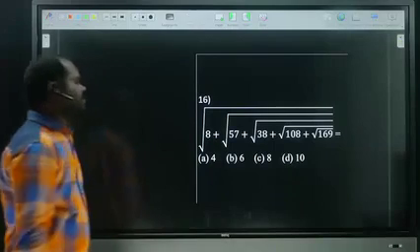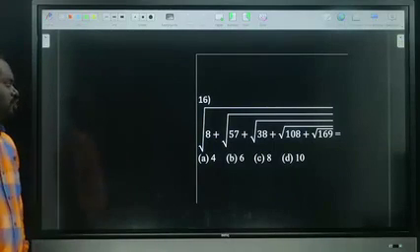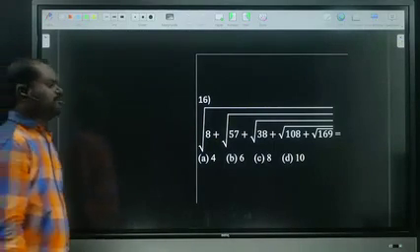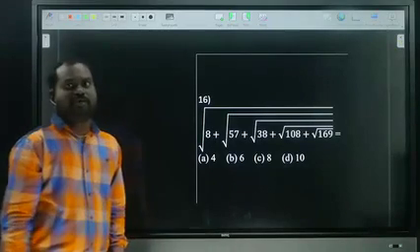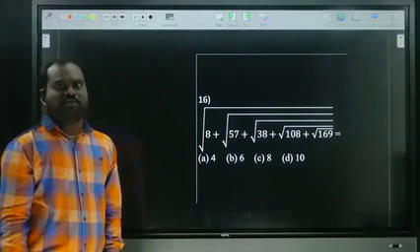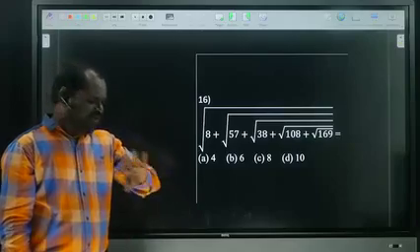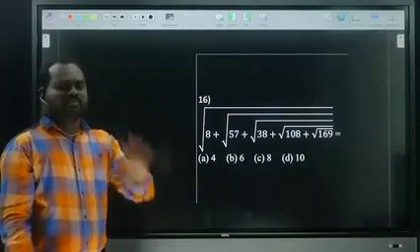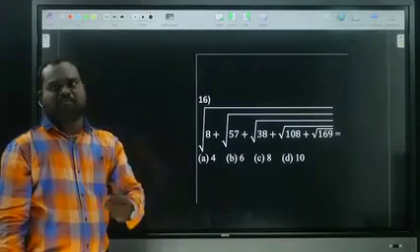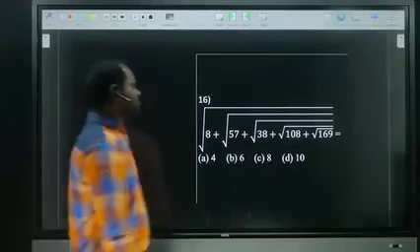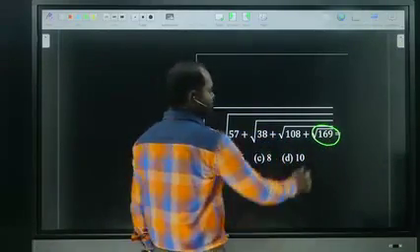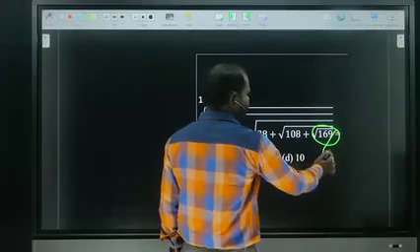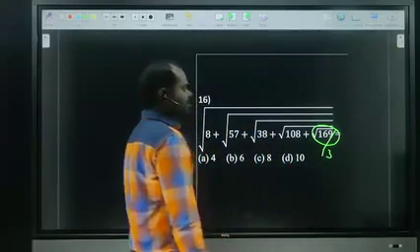Now, whenever this kind of model comes: under root of 8 plus under root of 57 plus under root of 38 plus under root of 108 plus under root of 169. Whenever these kind of models are there, don't write a lot of steps. Simplify from back. First of all, what is the root 169? Root 169 is nothing but 13.